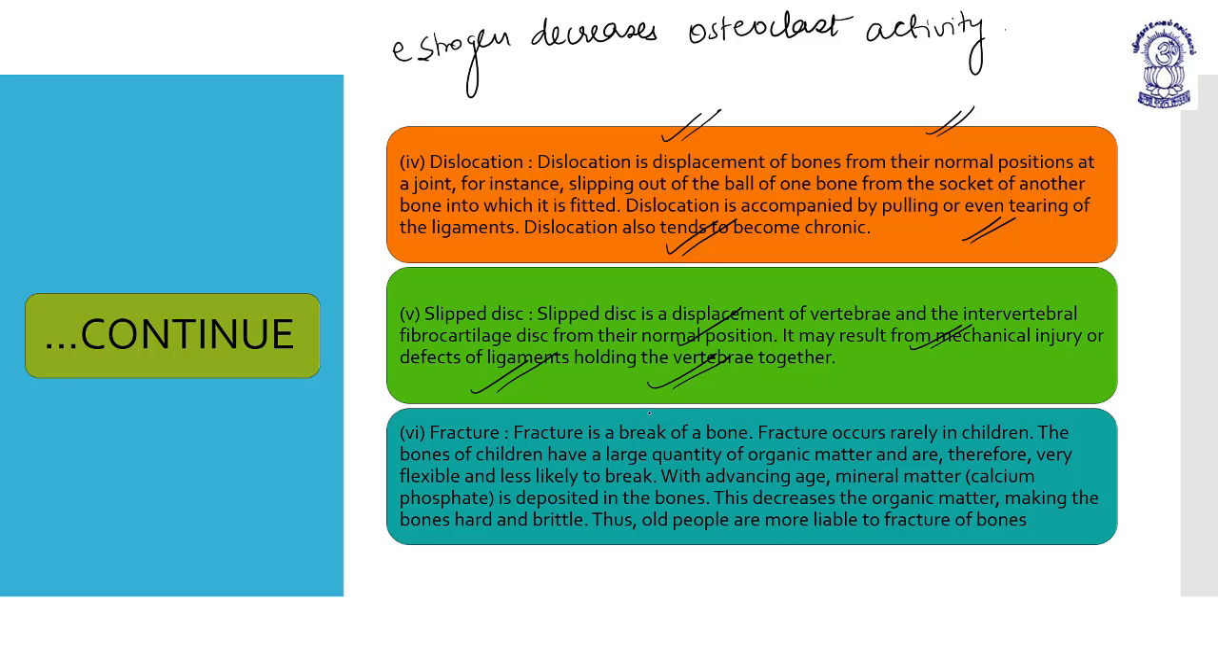Fracture is a break of bone. Fracture occurs rarely in children. The bones of children have a large quantity of organic matter and are therefore very flexible and less likely to break. With advancing age, mineral matter like calcium phosphate is deposited in the bones. This decreases the organic matter, making the bones hard and brittle. Thus, old bones are more liable to fracture.